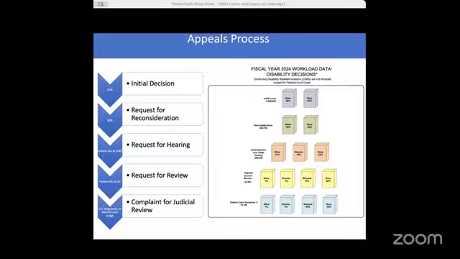If you are unsuccessful at the Appeals Council level, you can then file a complaint for judicial review in federal court. And I say all this just to kind of situate where the administrative law judge hearing is in the life of a disability application. It's kind of right in the middle, but arguably it's the most important step.